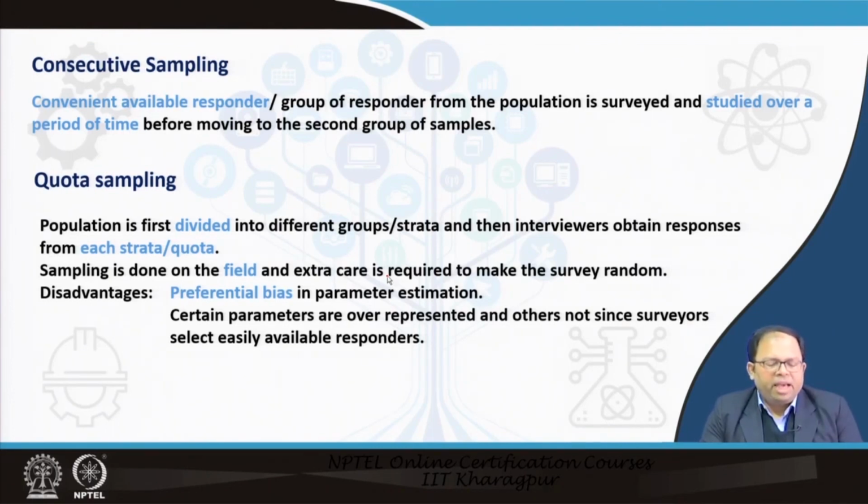So we may have preferential bias in parameter estimation. That means the enumerator may prefer to choose certain groups or certain types of households and ignore other kinds of households. So this kind of bias may creep in, and certain parameters are overrepresented and others are not, since surveyors select easily available responders. So these are the problems with quota sampling.